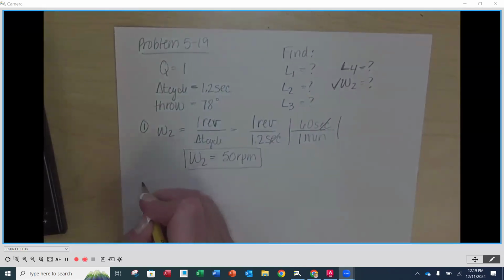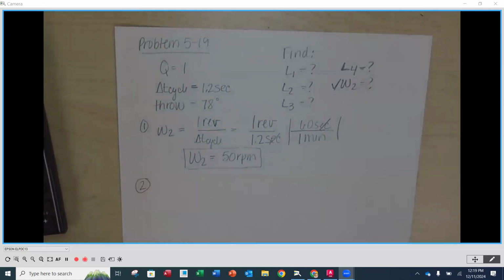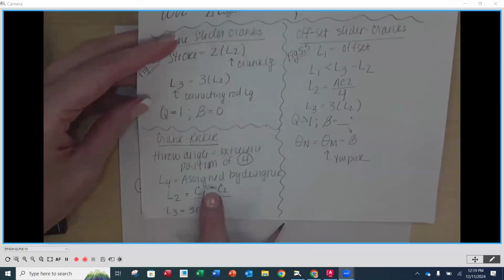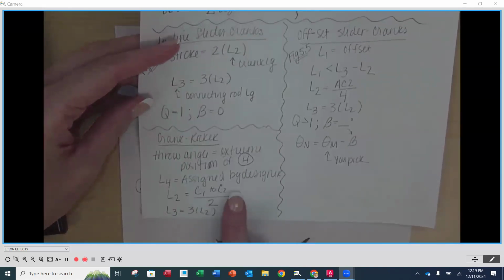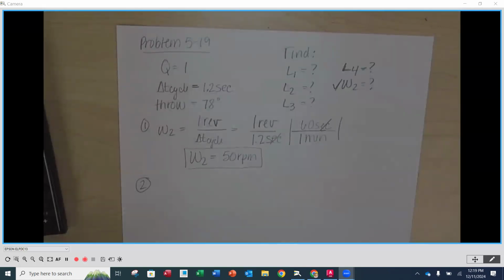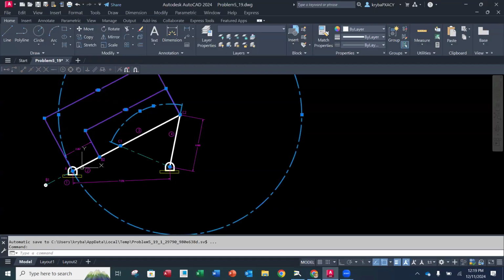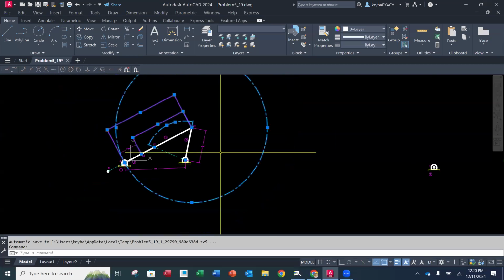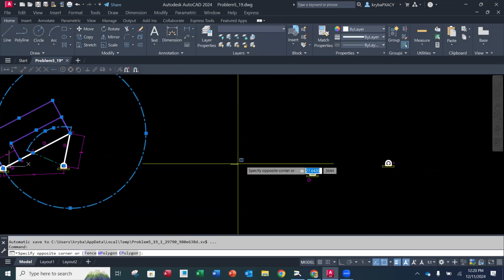Okay. Then step number 2. We now need to determine the rest of these lengths. Now, when we have length number 4, so L4 for a crank rocker, we're going to assign this by the designer. Okay, so we get to pick that value. So what I've done is I've started in AutoCAD. My value here, what did I use? I used a 4. Okay, so I am going to use that over here.